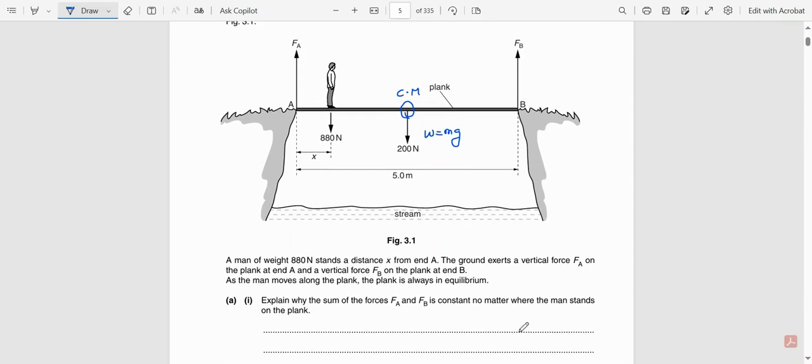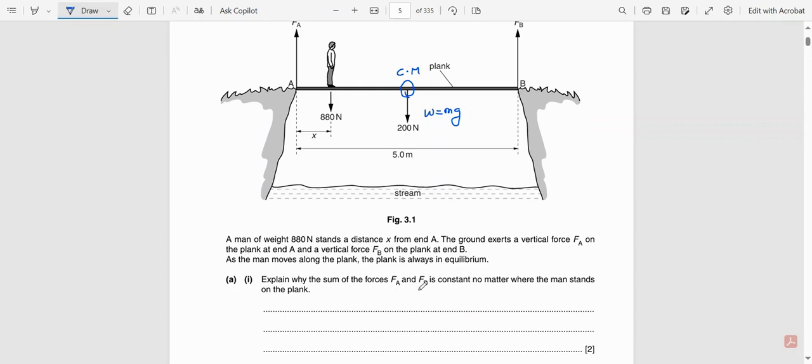Then shall we go to the question part? Yeah, let us explain that one. Explain why the sum of forces Fa and Fb is constant. Look at this. If you are increasing Fa, that is the force on the A end, automatically Fb gets decreased and the resultant force becomes zero. Then again, if you decrease Fa, Fb will get increased. So the sum of Fa and Fb will always be constant, and the resultant force will be zero because the plank is in equilibrium.